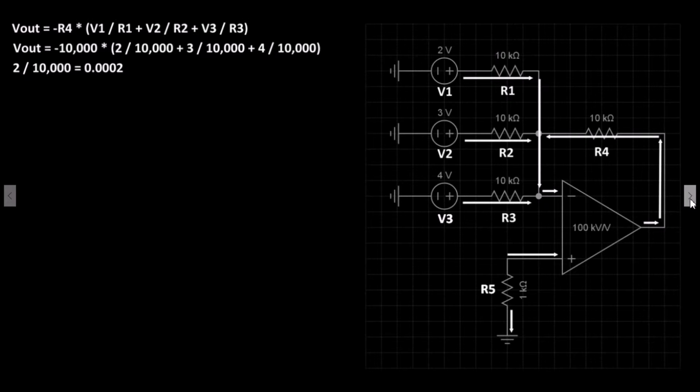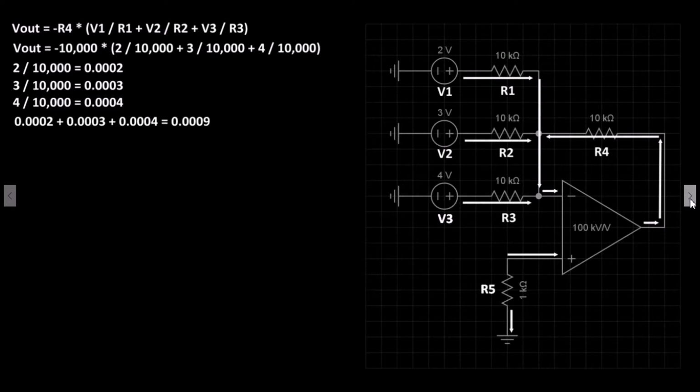2 divided by 10,000 equals 0.0002. 3 divided by 10,000 equals 0.0003. 4 divided by 10,000 equals 0.0004. 0.0002 plus 0.0003 plus 0.0004 equals 0.0009.